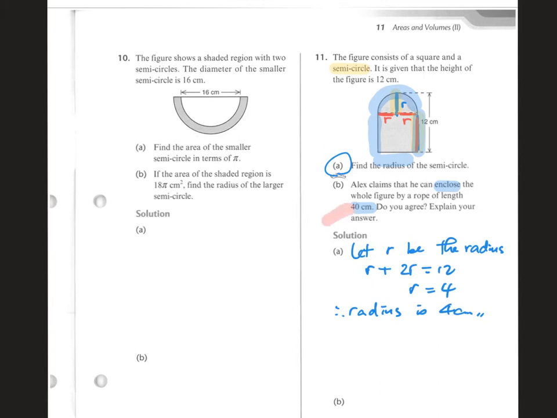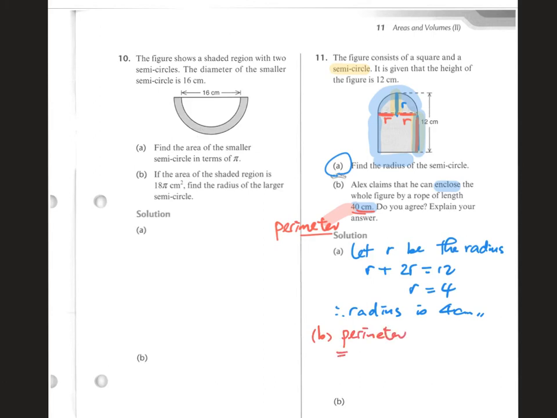So in order to do the question, you compare the perimeter with 40 cm. If the perimeter is smaller than 40 cm, that means you can do it. You can do it by this 40 cm rope. If not, then that means you say no. So the key of doing the question in part B will be that you need to find the perimeter.